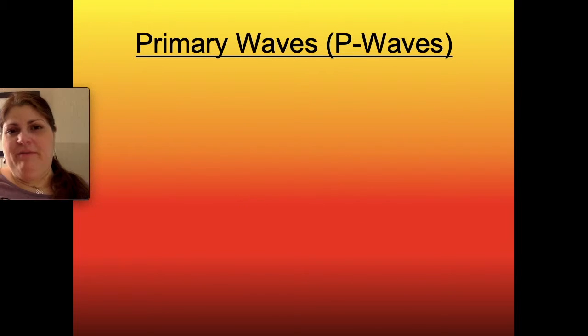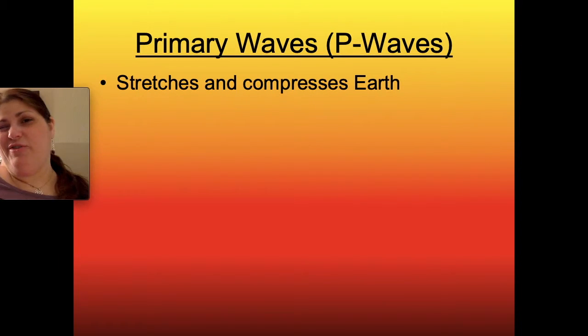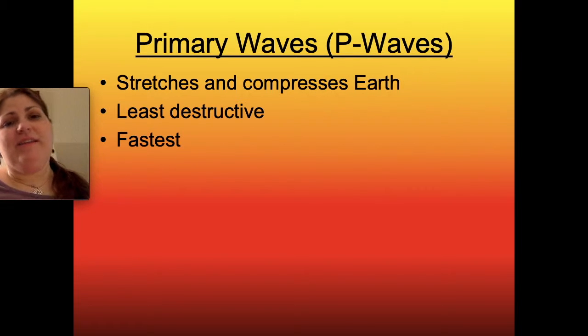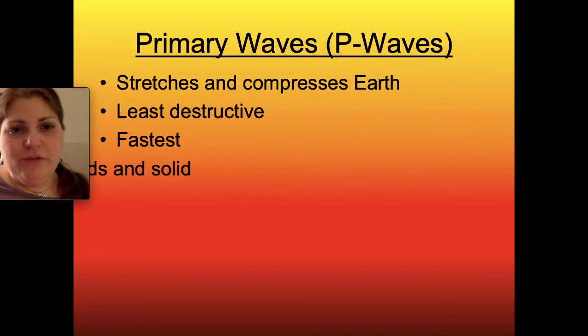So the first type of wave that we'll talk about, and the first one to get there, is called a primary wave, also known as a P wave. I'll show you how you could try to draw this in a second, but it might be worth your time to write the words for how it moves, and that is that it stretches and compresses the Earth. I'll show you some more about that in a second. And of the three types of waves, it's by far the least destructive, and it also gets there the fastest. It travels the fastest, so like I said, it gets there first.